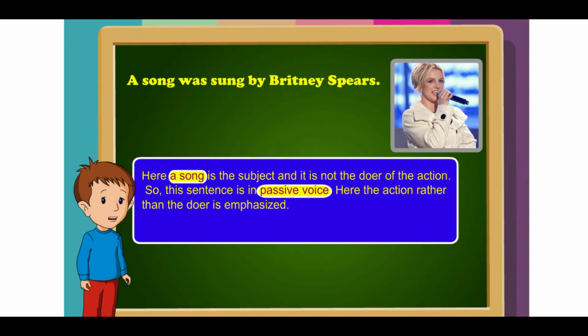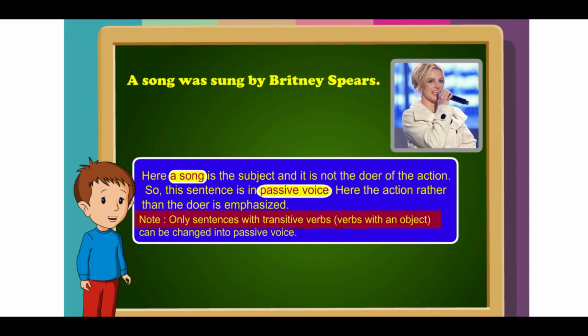So this sentence is in passive voice. Here, the action rather than the doer is emphasized. Only sentences with transitive verbs, verbs with an object, can be changed into passive voice.